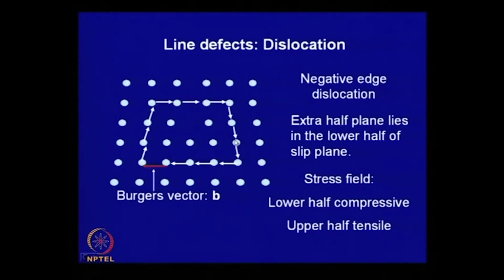Now, look at the case of a negative edge dislocation, which is shown over here. Here the extra half plane is below the slip plane, and if you describe the same Burgers circuit, you will find that the vector needed to complete the circuit points in the direction against the x axis, opposite to the x axis. Therefore, we call this a negative Burgers vector, and we call this dislocation a negative edge dislocation.